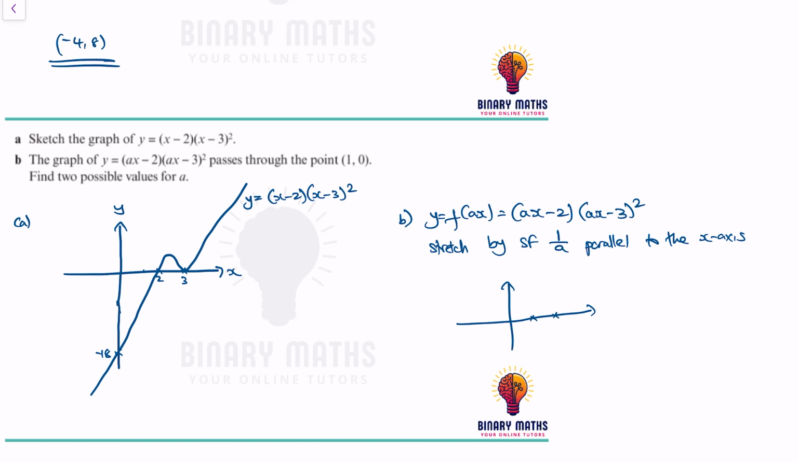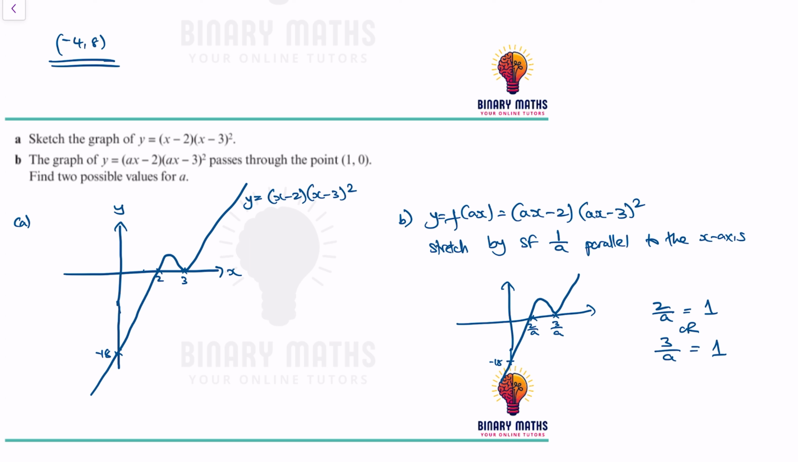the two roots will be 2 over a and 3 over a. And the y-intercept will still be minus 18. Okay, now the other thing that it says is it passes through the point (1, 0). So we will either have 2 over a is equal to 1, because it's a root, or we have 3 over a is equal to 1.